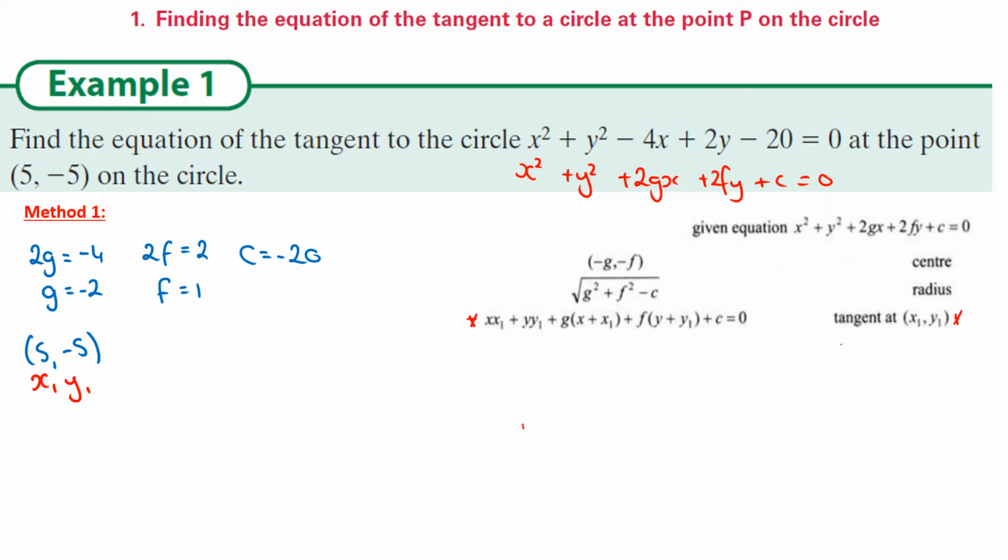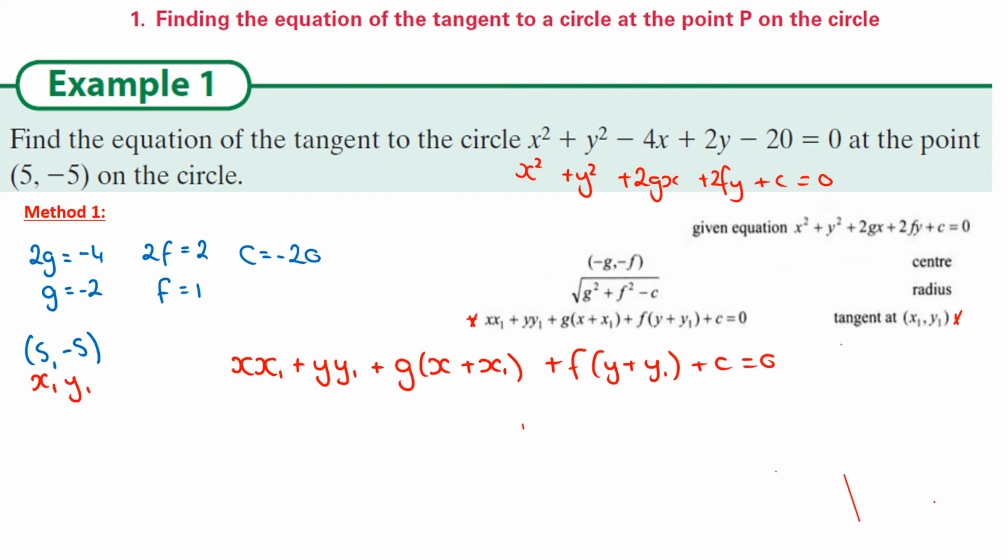So our formula then, I'll put it in red so we've a little bit bigger. It's x times x1, plus y times y1, plus g times x plus x1, plus f times y plus y1, plus c equals 0. So just like our usual equation formulas, x and y, we don't sub in for it. So we're going to sub in for x1, y1. We're going to sub in for g, for f, and for c. The x and the y will stay as is, because remember we want the equation of the tangent, so we want it with an x and a y in our answer.